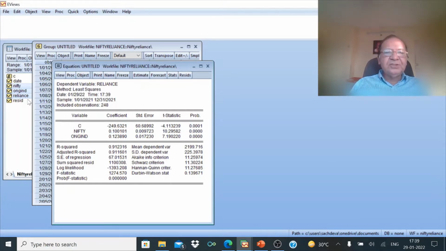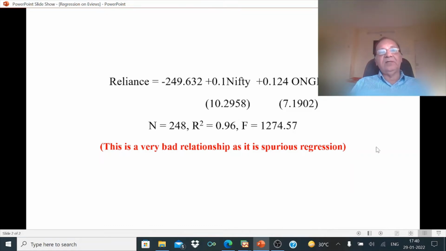Now this equation can be written. Now see, R square is 0.91, and here in this case your F is 1274.570. We can write down the equation in this form. Reliance is equal to minus 249.632 plus 0.1 Nifty plus 0.124 ONGIND.